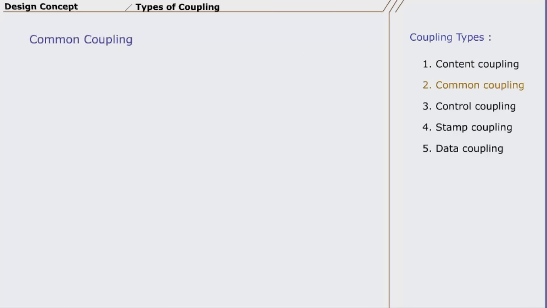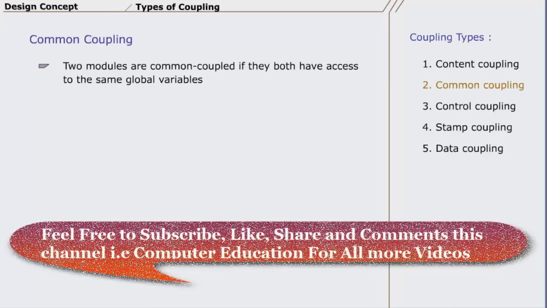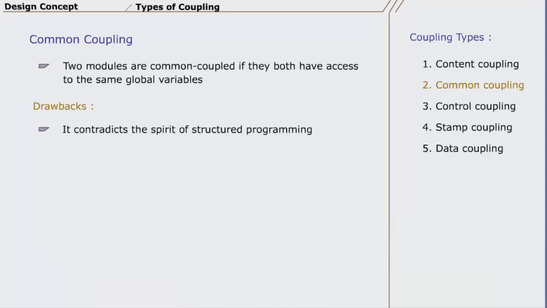Number 2, common coupling. Two modules are common coupled if they both have access to the same global variables data. Therefore, instead of communicating by passing arguments, modules can access and change the values of global variables. This form of coupling is undesirable for a number of reasons. It contradicts the spirit of structured programming. Modules can have side effects.